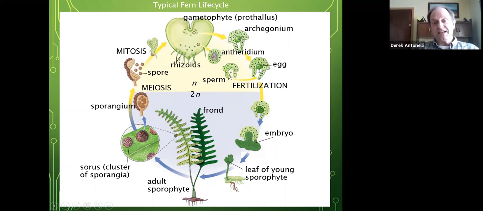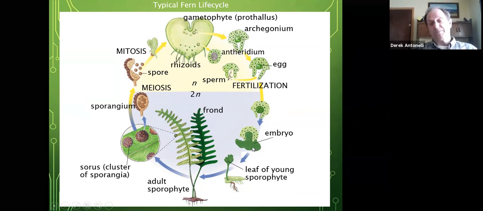Once the egg is fertilized, it starts to divide and produces an embryo. And now when they are fertilized, they become diploid. They have the full genetic complement. And then the embryo starts to grow right out of that archegonium of the prothallus. And eventually it grows up into a sporophyte, and the sporophyte grows up into what we recognize as adult ferns, and it essentially obliterates the previous gametophyte.